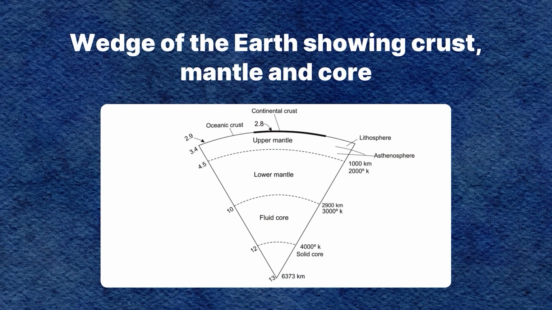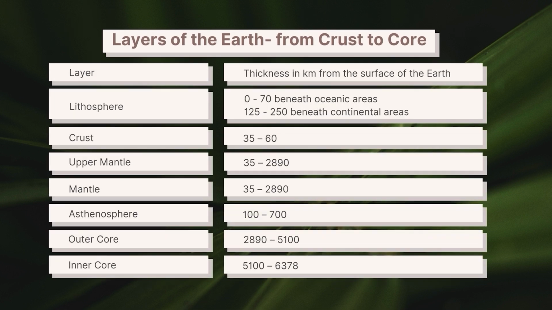Now here is the diagram by which I have tried to show the continental crust, and you have a thin oceanic crust here, then you have the lithosphere, upper mantle, below upper mantle you have a lower mantle, and below lower mantle you have a fluid through which the S waves cannot penetrate, and below that you have a solid core. Now let us have a summary of the thickness in kilometers from the surface of the earth. The lithosphere is around 0 to 70 km beneath ocean areas, but it is 125 to 250 km beneath continental areas.